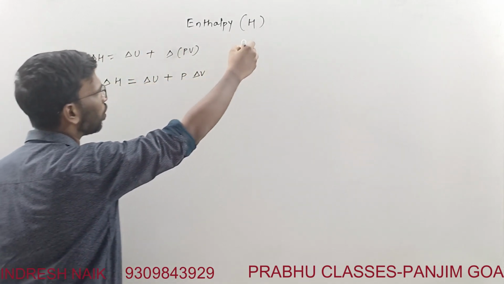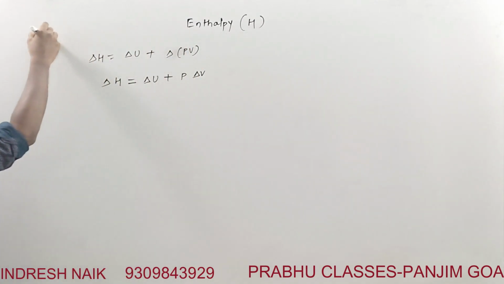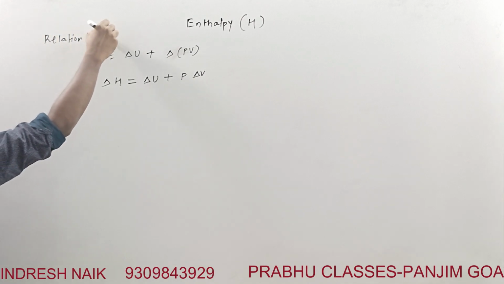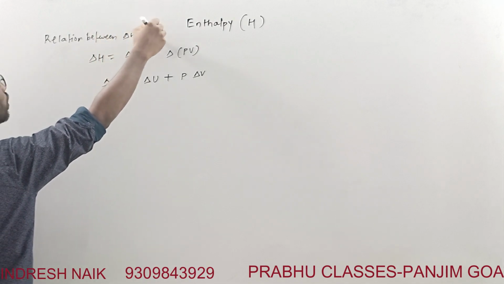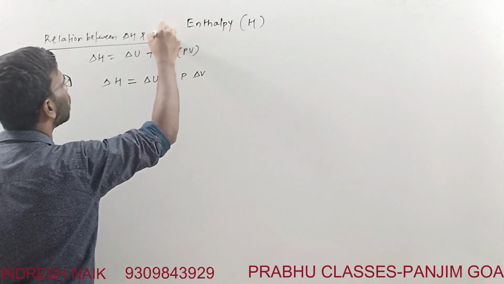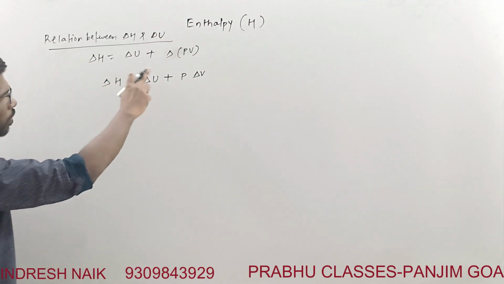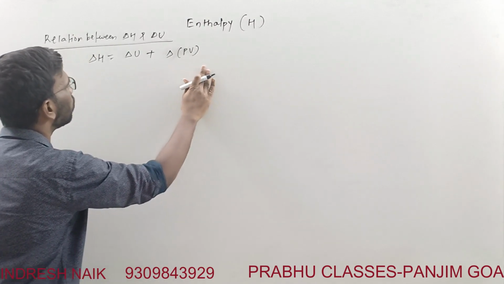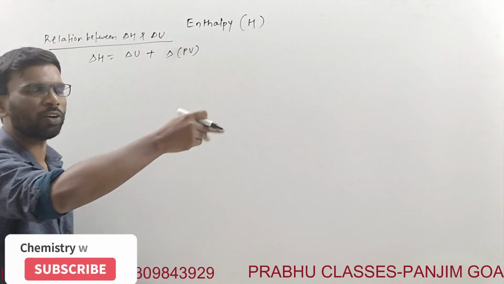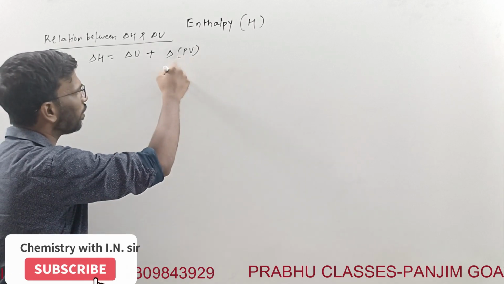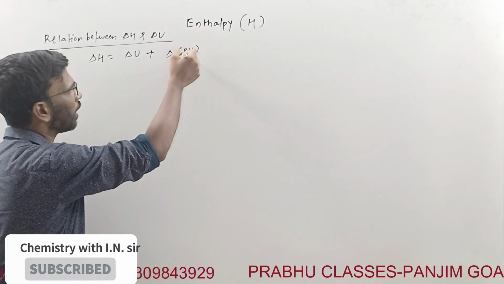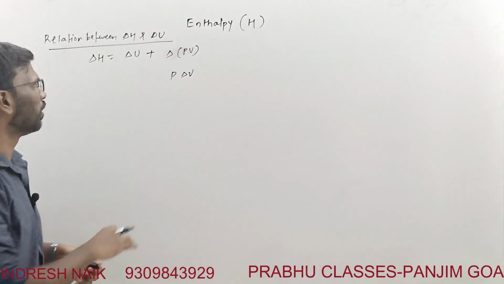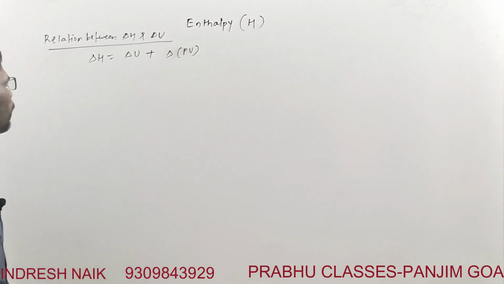Our main aim is to find a relation between delta H and delta U. So first I will write this, delta PV. Why are we writing it as P delta V? Because pressure is constant, delta is applicable only to V. So it could be written this way.